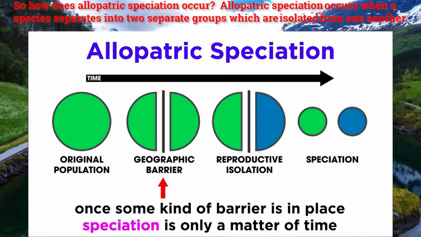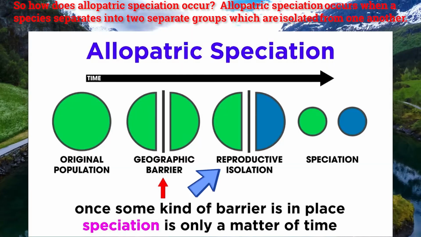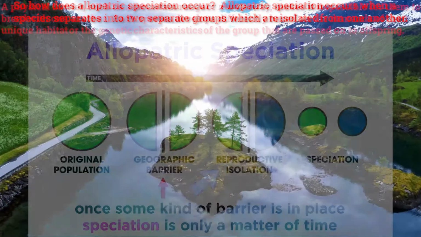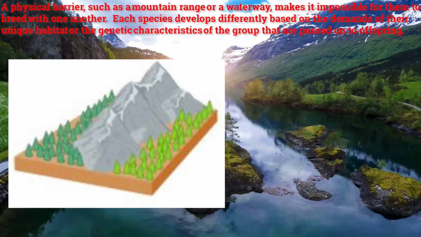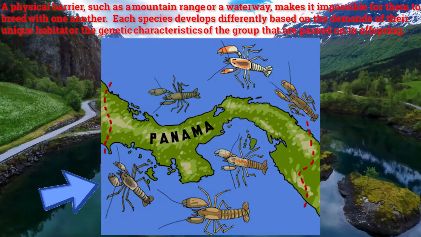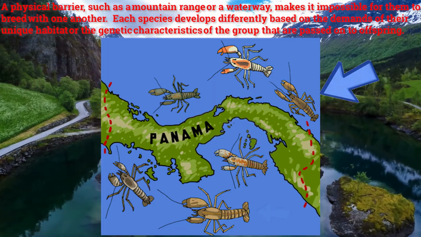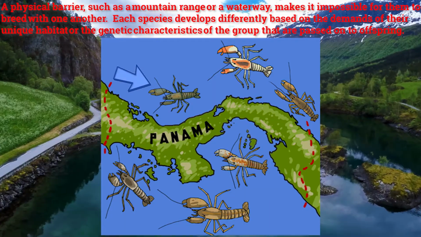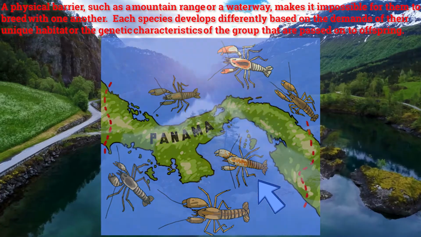Allopatric speciation occurs when a species separates into 2 separate groups which are isolated from one another. A physical barrier such as a mountain range or a waterway makes it impossible for them to breed with one another. Each species develops differently based on the demands of their unique habitat or the genetic characteristics of the group that are passed on to offspring.